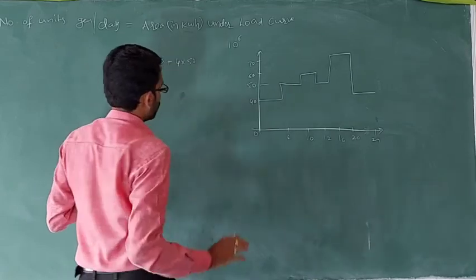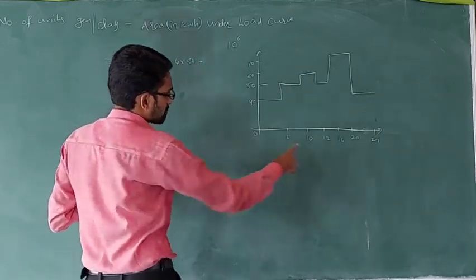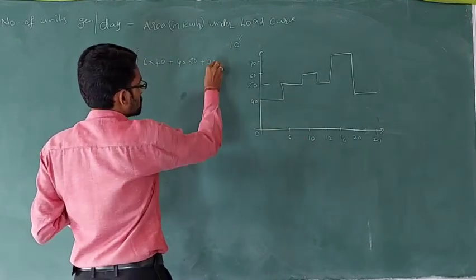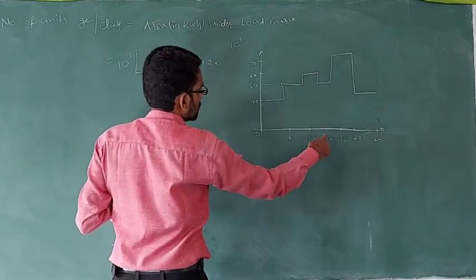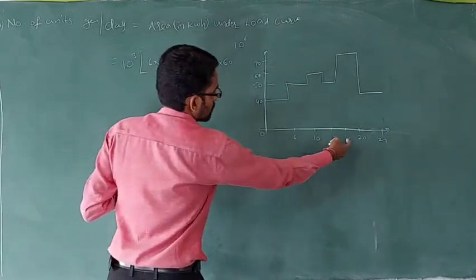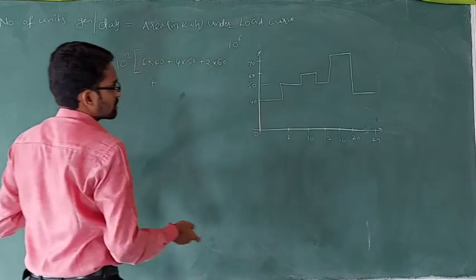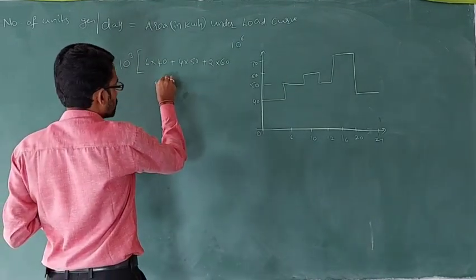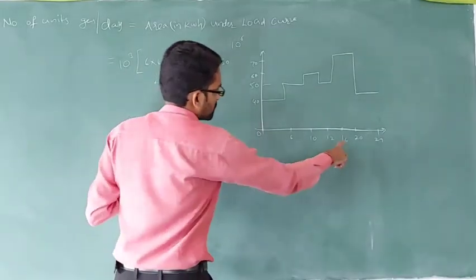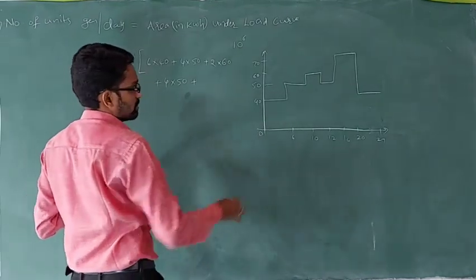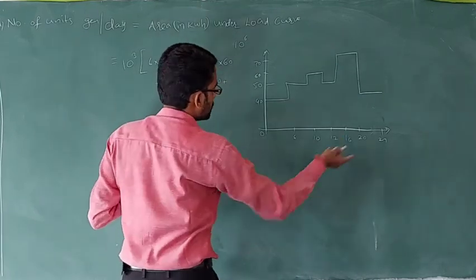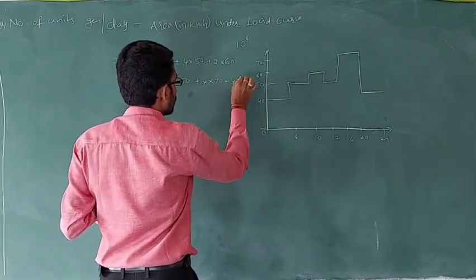Then between 10 and 12, 12 minus 10 is 2, into 60, plus 12 to 16 it is again 50. 16 minus 12 is 4, so 4 into 50, plus 16 to 20, 4 into 70 megawatts, plus 20 to 24 it is 4 into 40.